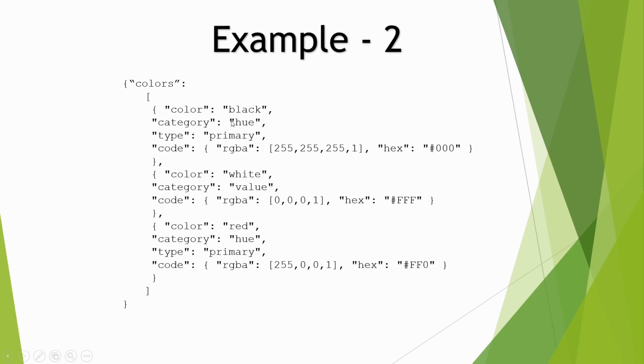So if you see, the first item in this list, colors, is representing the color black, and the second item represents the color white. The third item represents red. The second item, which represents white, does not have the type specified. So it is not mandatory that you have to specify all the attributes in an item. So this is how the data is stored in JSON files.